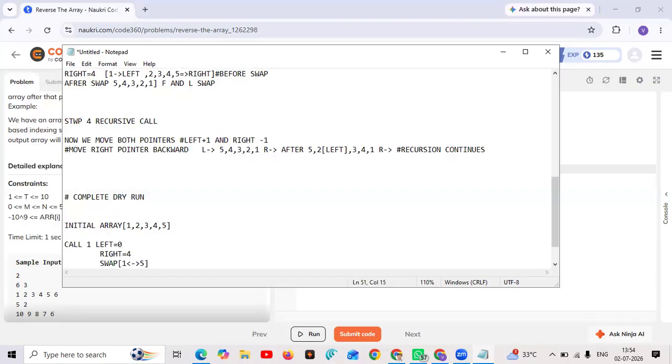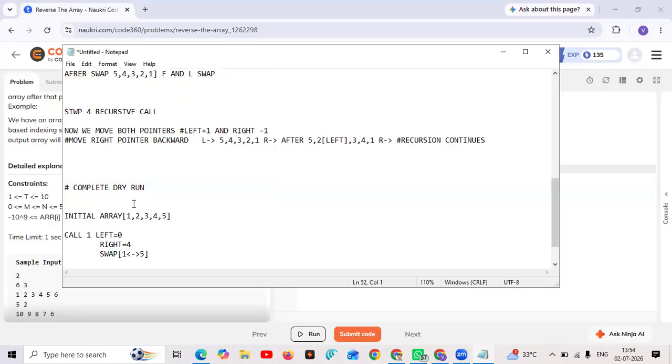That's a very simple thing to understand. Obviously, one will get swapped with the 5. So what is the problem? What will be the array? 5, 5, 2, 3, 4, 1, because one is getting swapped with 5. So here you would see that in the recursive call, left is equal to 1 and right is equal to 3.